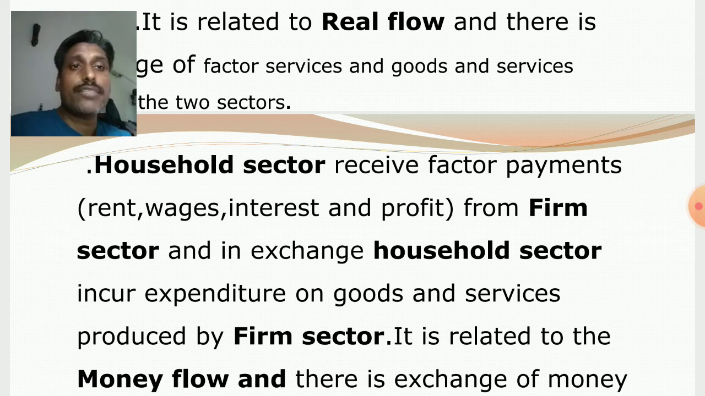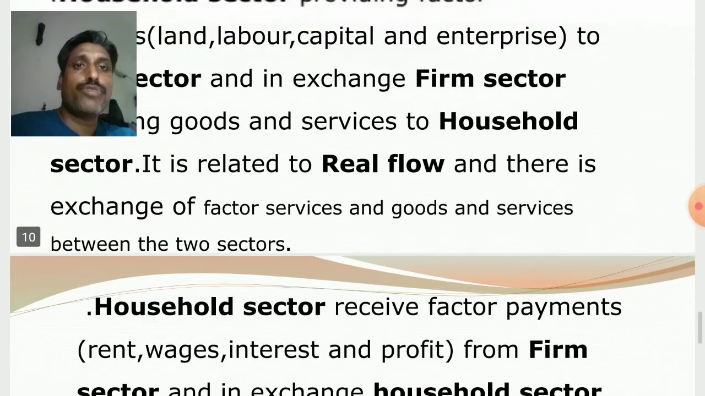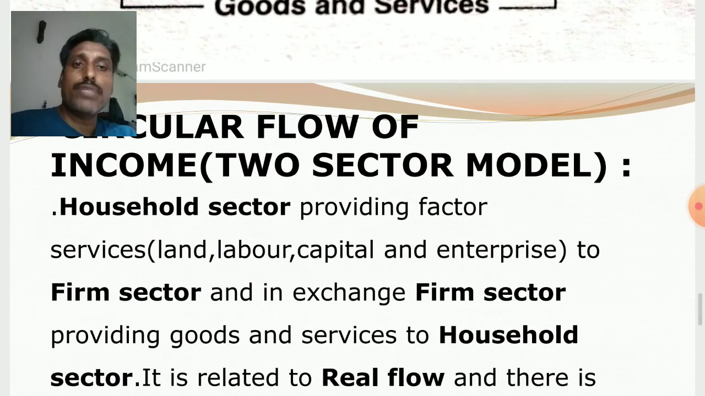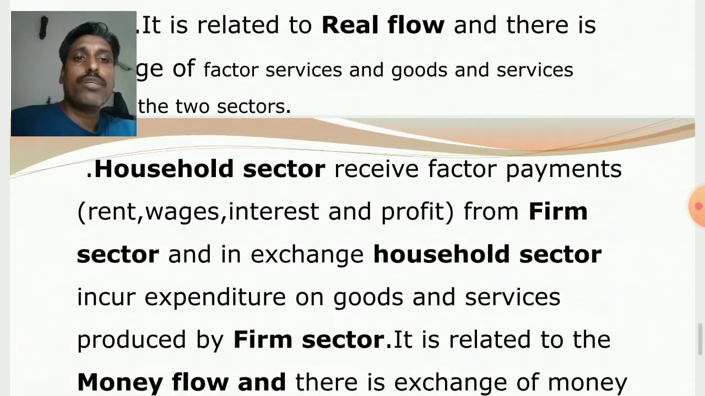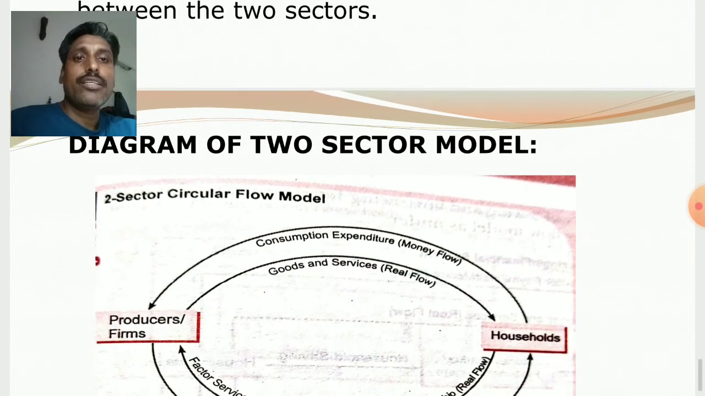So the household sector receives factor payments from the farm sector, and in return incurs expenditure on goods and services produced by the farm sector. So there is no involvement of goods and services, only involvement of money. It is the flow of money between the farm sector and the household sector. It is the second part, related to the money flow. So in case of the two sector model, first you discuss the real flow, and second you discuss the money flow. Then here you see the diagram.